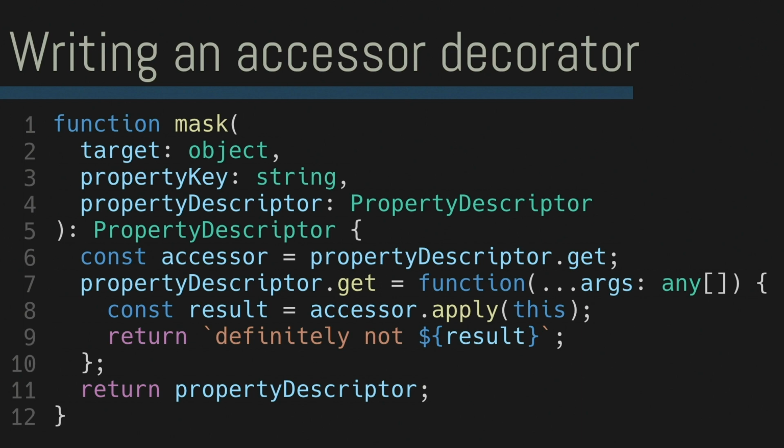Line 8, same thing. I call accessor.apply because I'm calling this same accessor. I want to get the original result from it. And then we're just going to return a new string, definitely not whatever that name was that was going to come back out. It's going to be really secretive. So the return on line 9 is the return of the getter. That's what's going to happen when you call the getter. The return on line 11 is the return of the decorator.